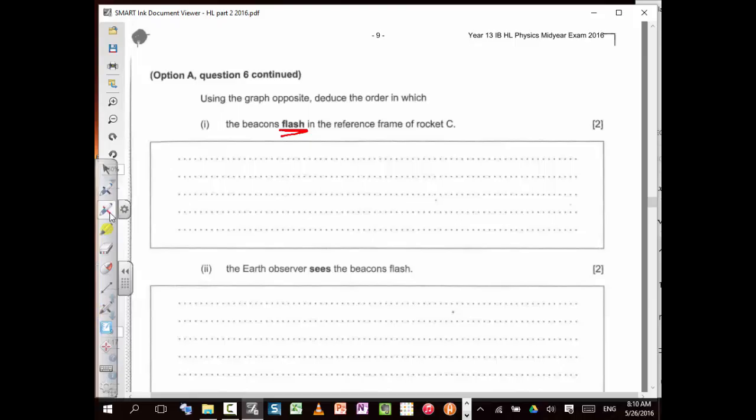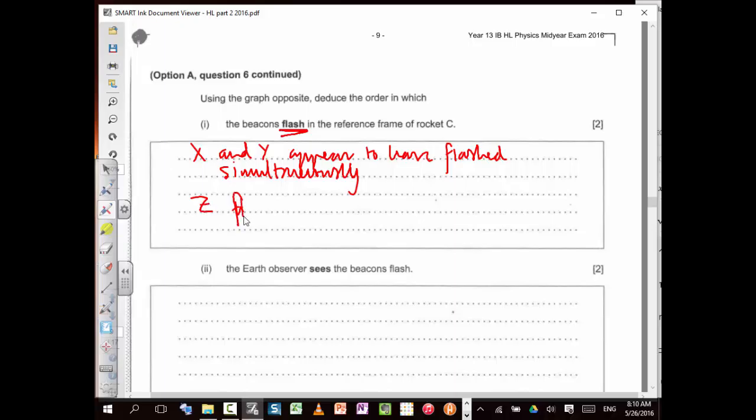Okay, so X and Y appear to have flashed simultaneously, and Z flashed later, as seen by Rocket Man.